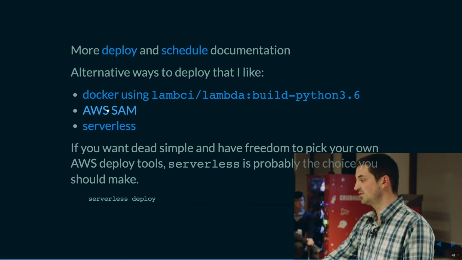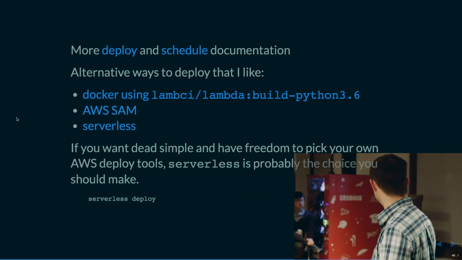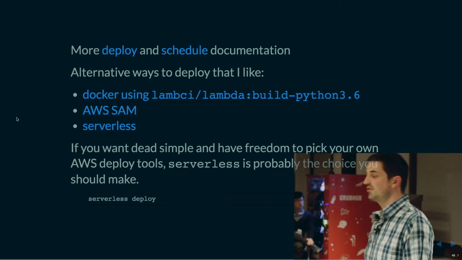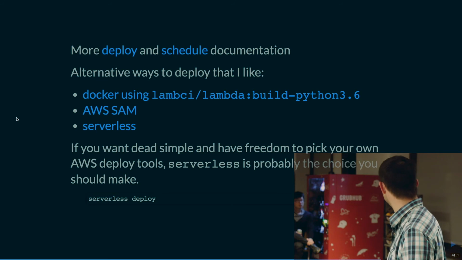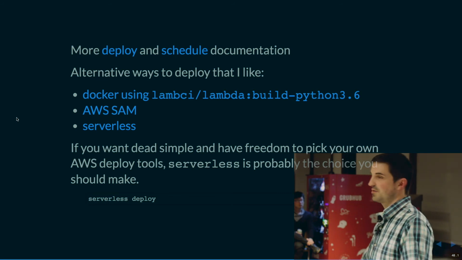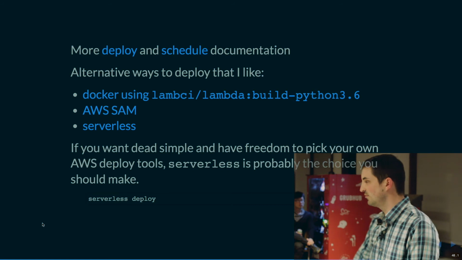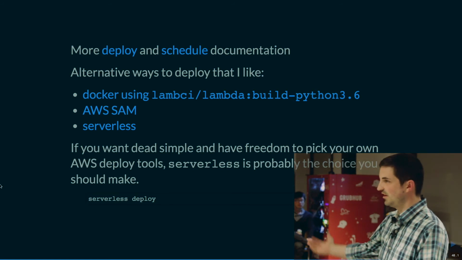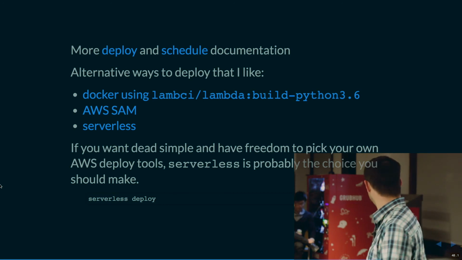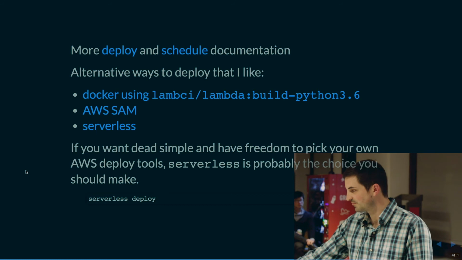AWS SAM is their serverless architecture management, something like that. And then there's Serverless. Serverless is kind of the cross-cloud open source framework of choice. I really recommend this if you don't know what to pick or you want to try this but don't know where to start, because once you have your code in their Serverless framework, you just say serverless deploy and you're done. That's freaking awesome. No more zipping up binaries and garbage.